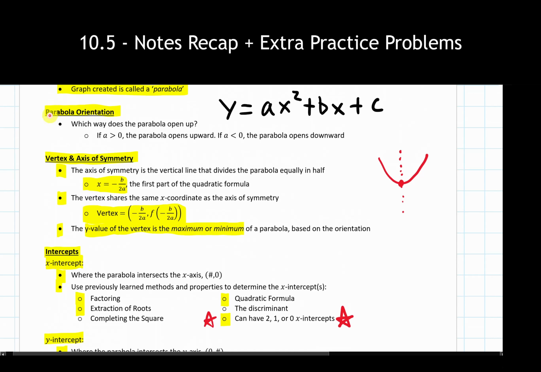Remember that with the parabola orientation, we're looking only at the a value using standard form. For the axis of symmetry, the vertex and the minimum maximum values, it all comes down to this little set of functions that we have right here. The x value of the vertex is also the axis of symmetry. The y value of the vertex is the maximum or minimum value of the parabola, and it's the maximum or minimum based on the original a value and orientation of this thing.